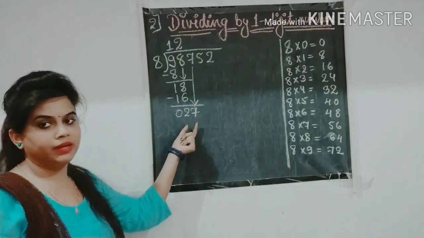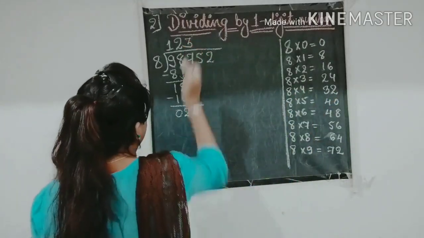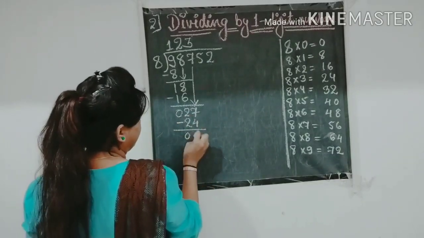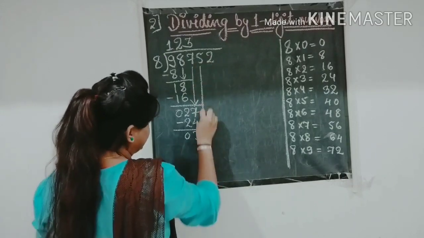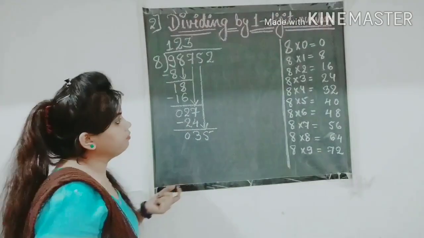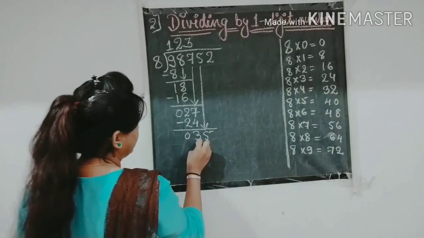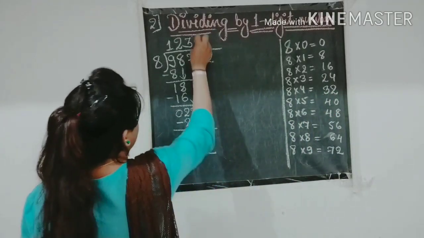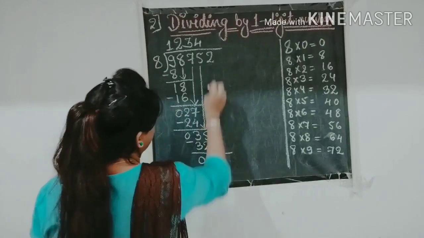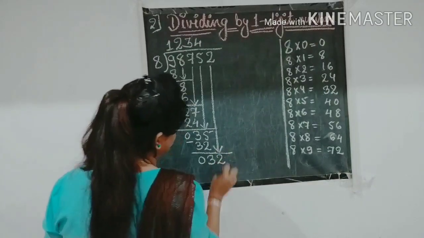Now take the nearest number to 27. We have 8 3's are 24. So take 8 3's are 24 and subtract. You will get 3 here and the next number 5 comes down. Now take the nearest number to 35. We have in 8's table 8 4's are 32. So we can write here 32 and subtract. We have 3 as remainder and the last number 2 comes down, 32.